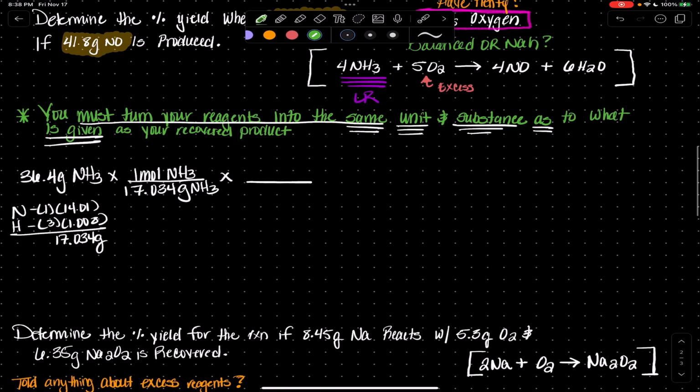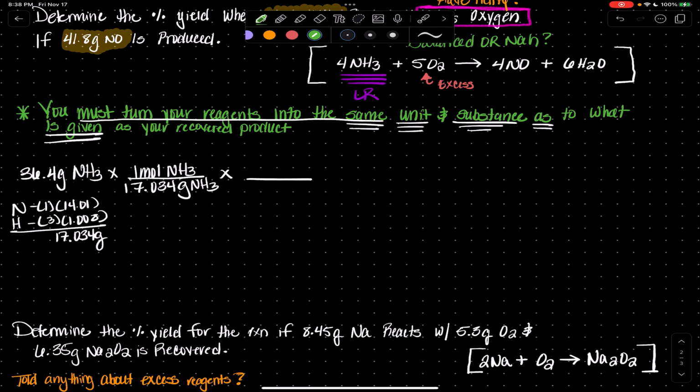Now, will I always give you a balanced chemical equation? Absolutely not. Those are skills you must perfect before you leave me. So it's okay, just go forth and prosper. But I lucked out. I was given a balanced chemical equation.